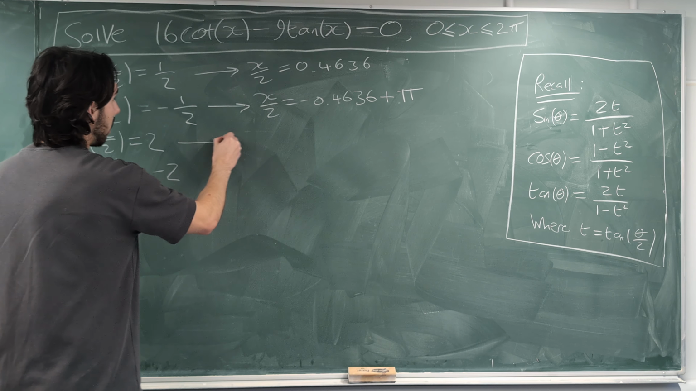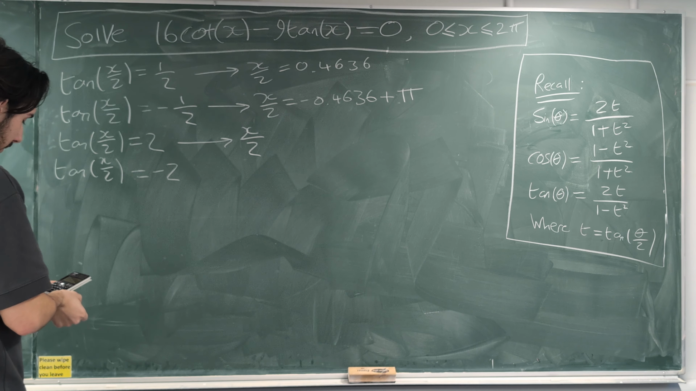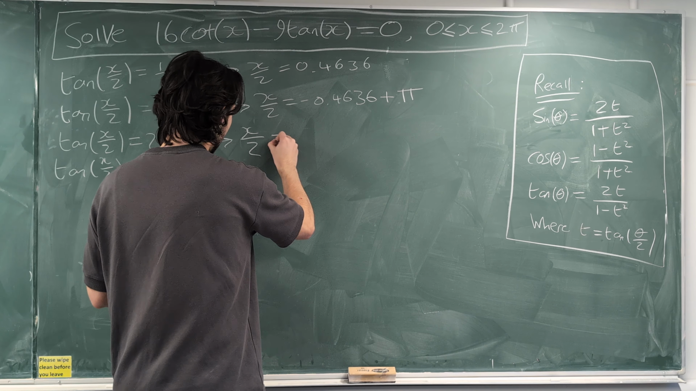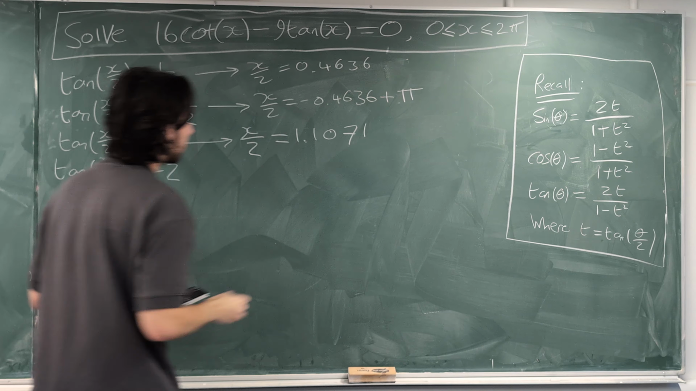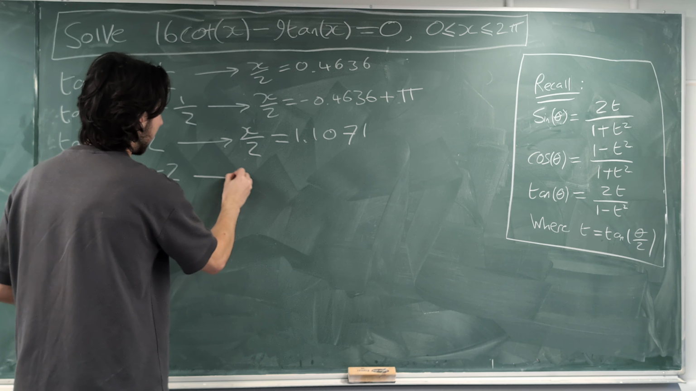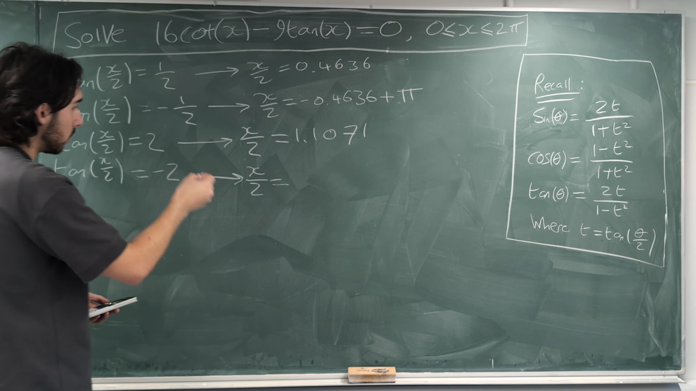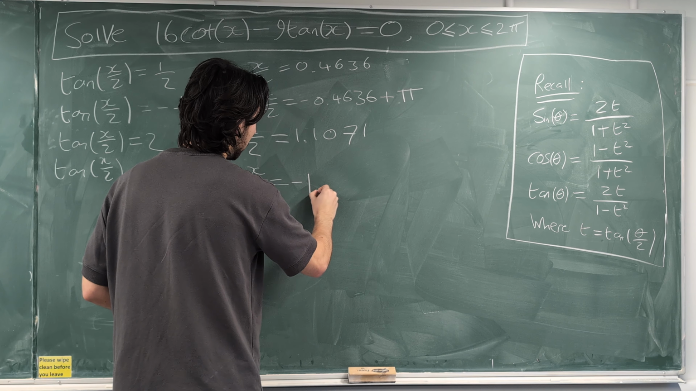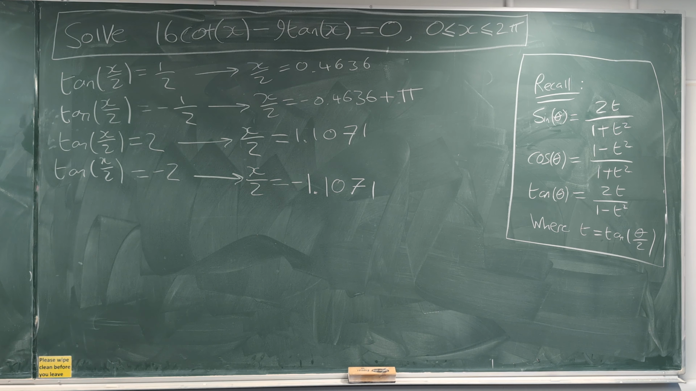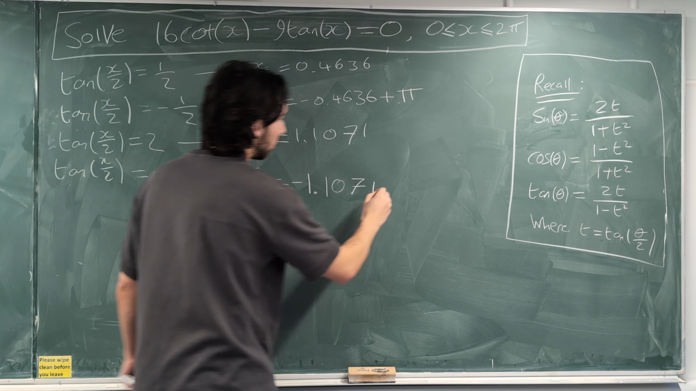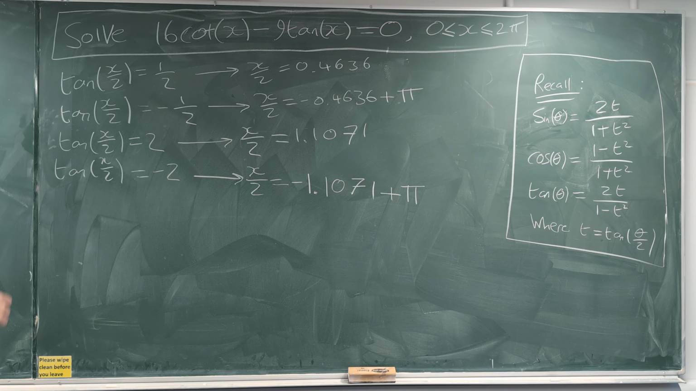Okay, next one, inverse tan of 2. Let's see what that is. Inverse tan of 2 is 1.1071, okay? And again, no need to add pi to that. And finally, inverse tan of minus 2 would give us the same thing but negative, minus 1.1071. Okay, and again, same logic as the second one, we're going to need to add pi to this in order for it to be in the interval. These will be the only solutions.